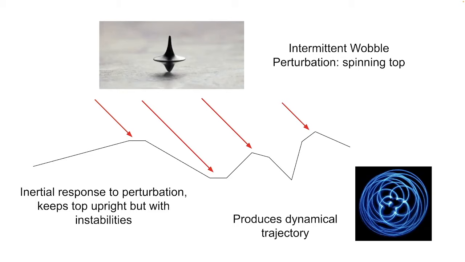This trajectory isn't really based on the spinning top, but you see how the perturbations act to push the system away, and then in the case of the spinning top, the inertial force brings it back to the initial state, or at least tries to recover that initial state. And so on the lower right-hand side of the slide, you see a dynamical trajectory produced by the spinning top. So you see that it produces dynamics at different temporal scales.